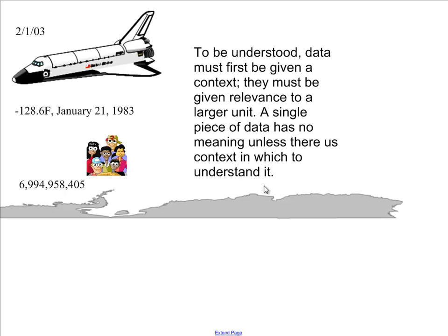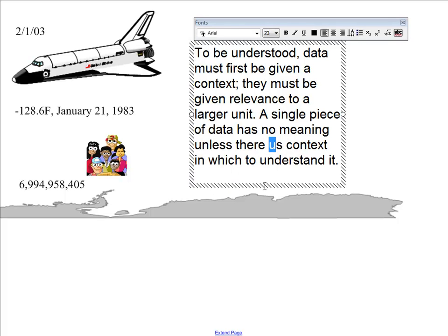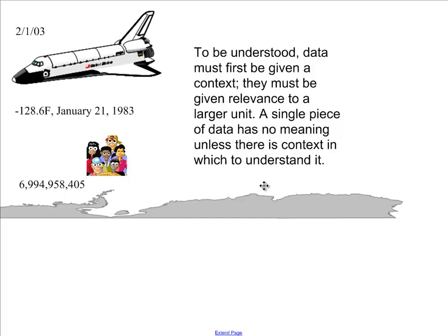I want to move on just a little bit. I want you to remember, to be understood, data has to first be given context. It has to be given relevance to some larger unit, some more data. If you start piling data together, you can start making connections with it and making sense out of it, and that connection becomes context, so it becomes actual information. A single piece of data has no meaning unless there is context in which to understand it. So these things now make sense to us because we get the context.